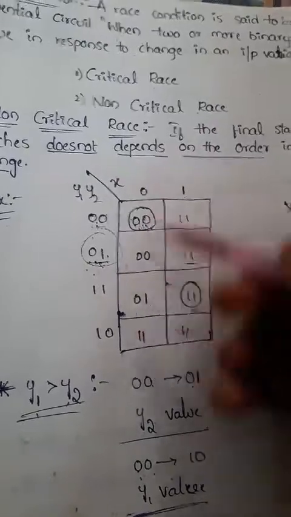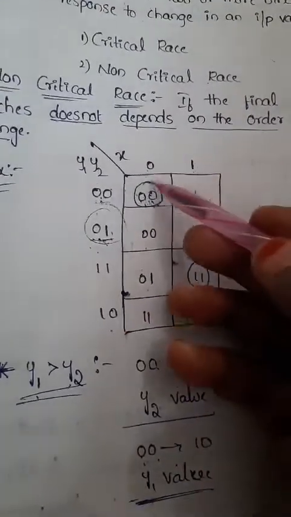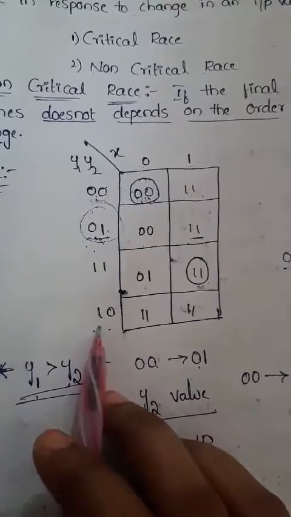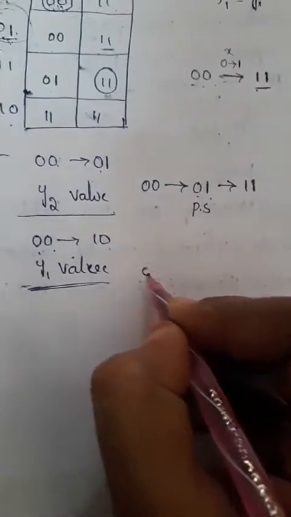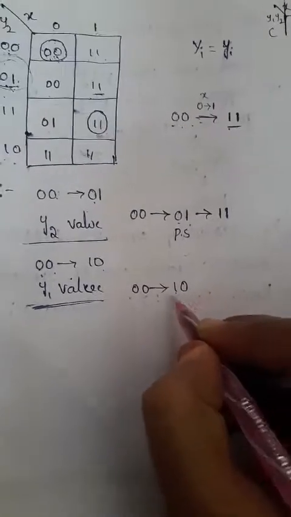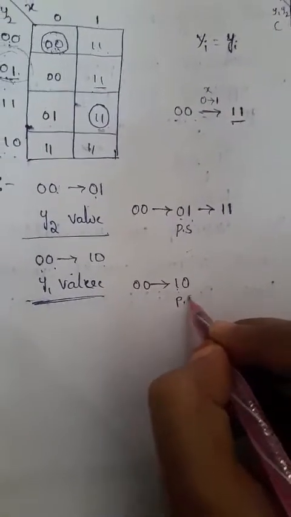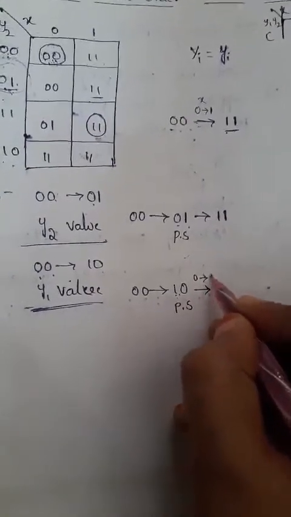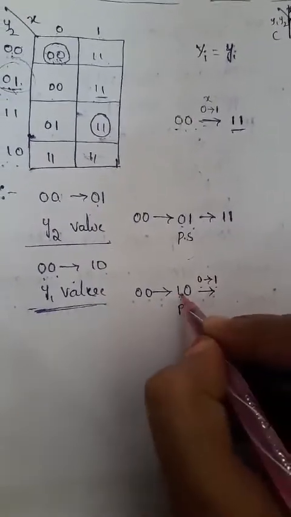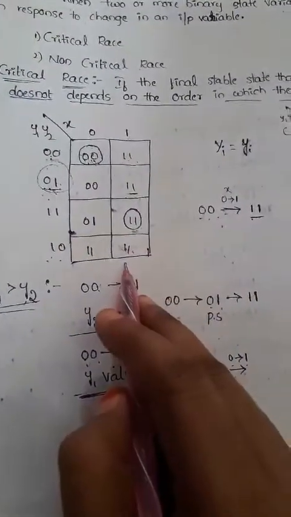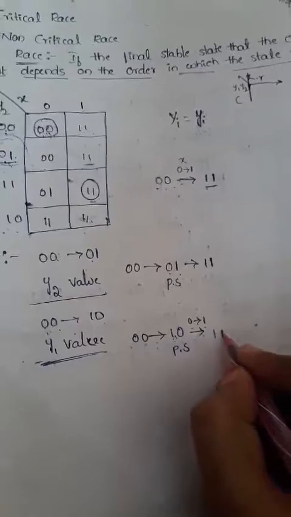That means directly you can move from the last step, 0 0 to 1 0. So what happens? After some time this 1 0 can act like a present state, right? So that means 0 0 changes with y1 changed. After some time this acts like a present state, but whenever the input value changes from 0 to 1, this 1 0 value becomes 1 1.